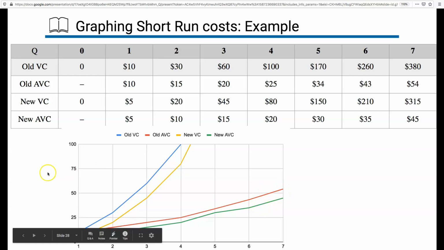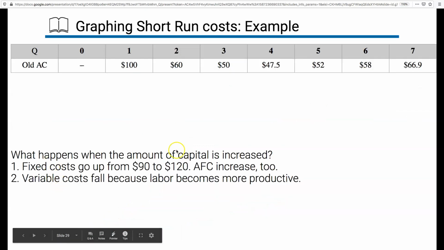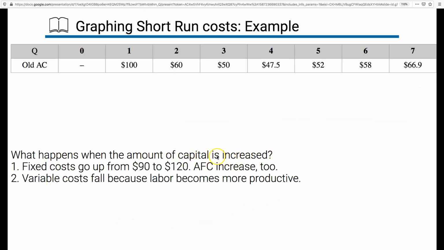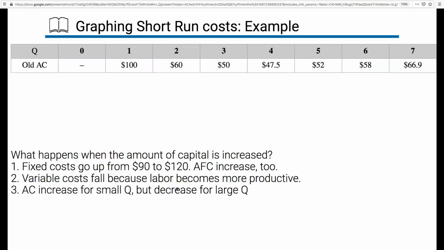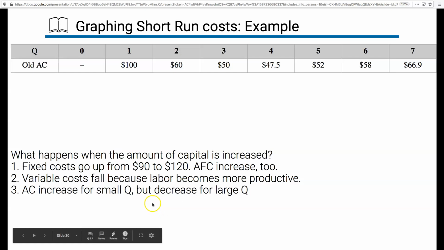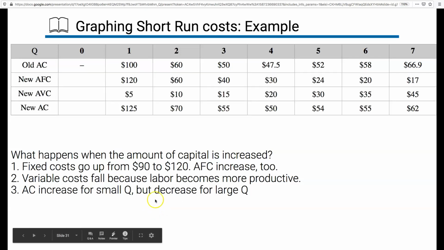So two things happen when we increase the amount of capital used in production. Fixed costs go up, variable costs go down. What happens to the sum of the two? What happens to the average costs in general? The usual story is that average costs increase for small levels of output, but decrease for large levels of output. And let's see numerically and graphically how this works out.